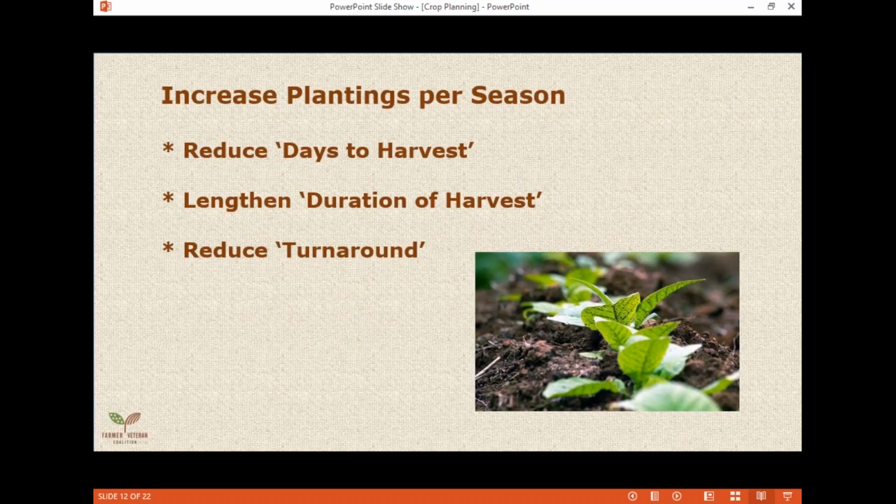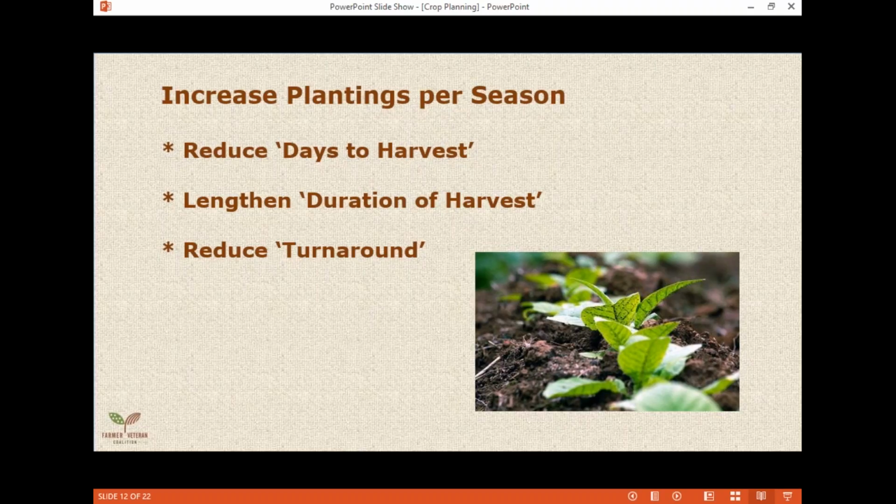Then we talked about three more equations when you look at how you're planning your farm. All these issues help you increase the amount of repetitions, the amount of times, the amount of crops you can have in your acreage during your season. The first is anything you can do to reduce the amount of time between seeding or transplanting and your first harvest. That's called days to harvest, so that's a key number. That's a key thing you need to learn from year to year and information you need to gather.